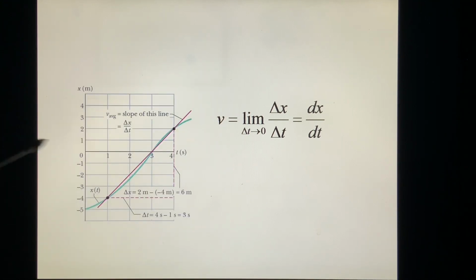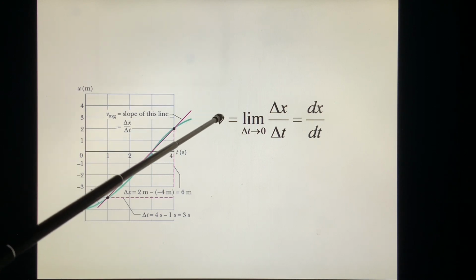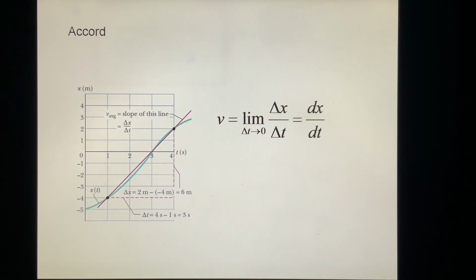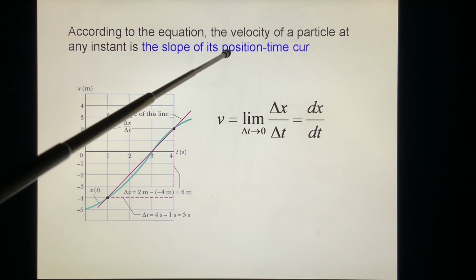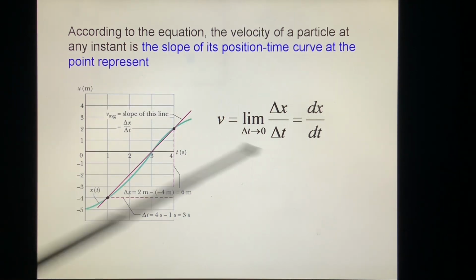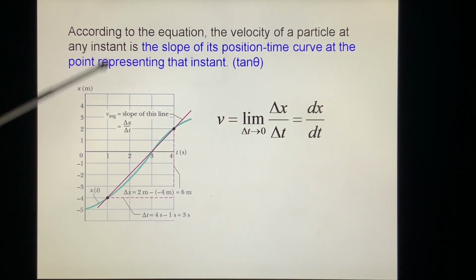Okay, look at this one. This is the curve of position. We want to find the velocity. What do you see now? According to the equation, the velocity of a particle at any instant is the slope of its position-time curve at that point, representing that instant.